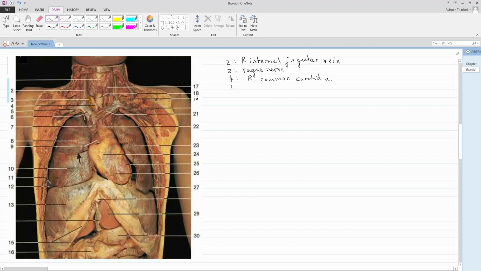Over there, number 5 is the right subclavian vein, which combines with the right internal jugular vein to form number 6, which is the right brachiocephalic vein, which combines with the left brachiocephalic vein to form the superior vena cava, which is number 7. That's the superior vena cava.